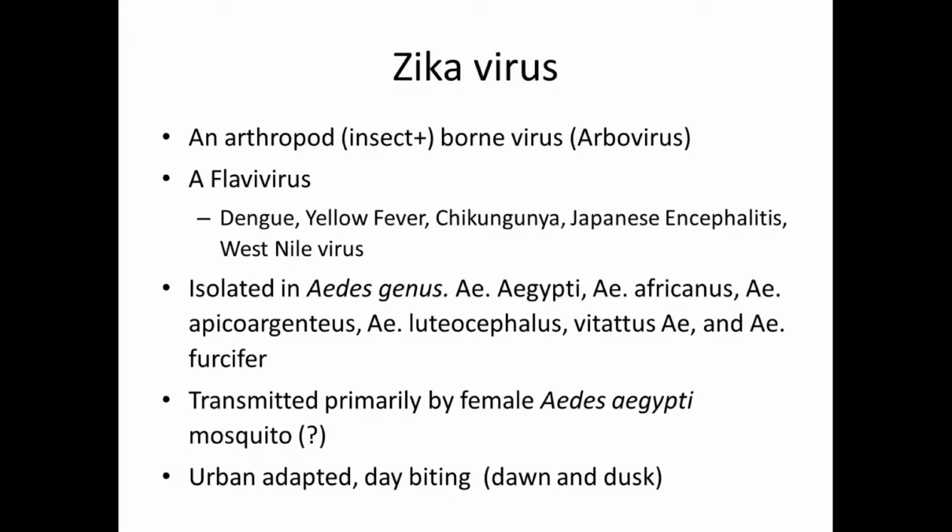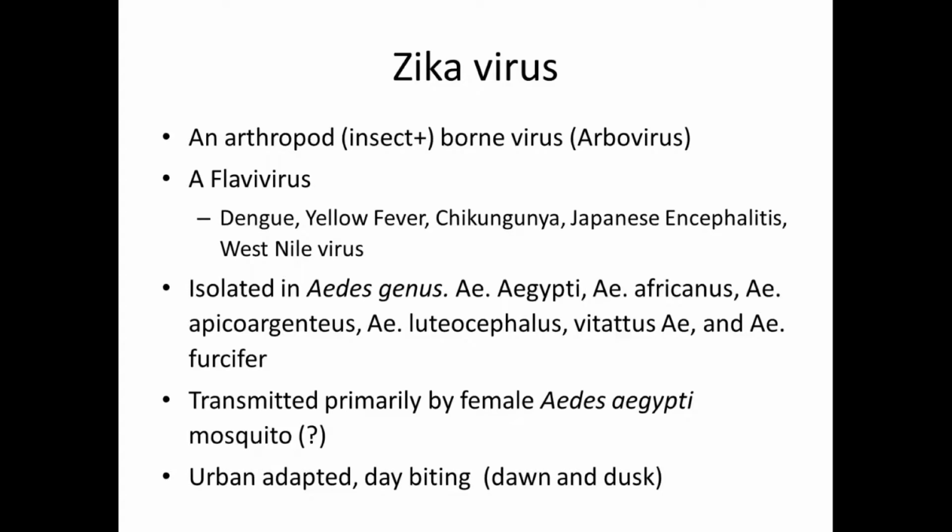So it's an arthropod, which is insects and other arthropods, like spiders and things. It's a borne virus. It's the same group as dengue, yellow fever, chikungunya, Japanese encephalitis, West Nile virus, and other flaviviruses that are transmitted by mosquitoes. And it's been isolated from a type of mosquito called the Aedes genus. Aedes aegypti, the first one in that list, is the most important vector in this group, and we'll talk a bit more about that later.